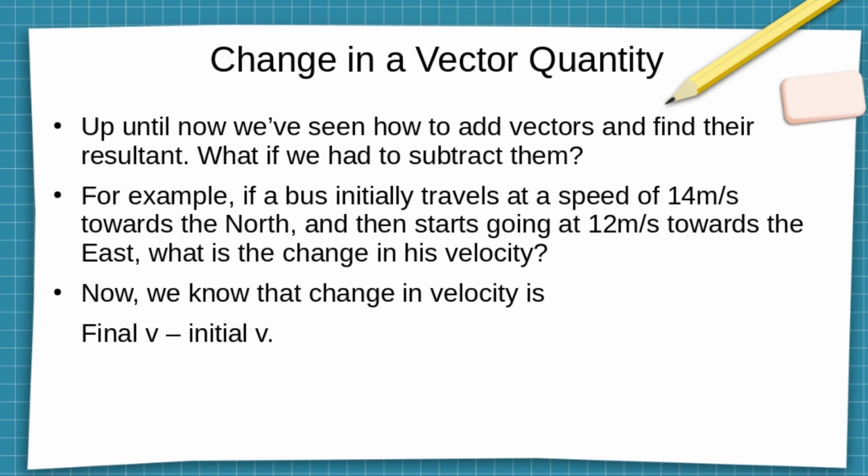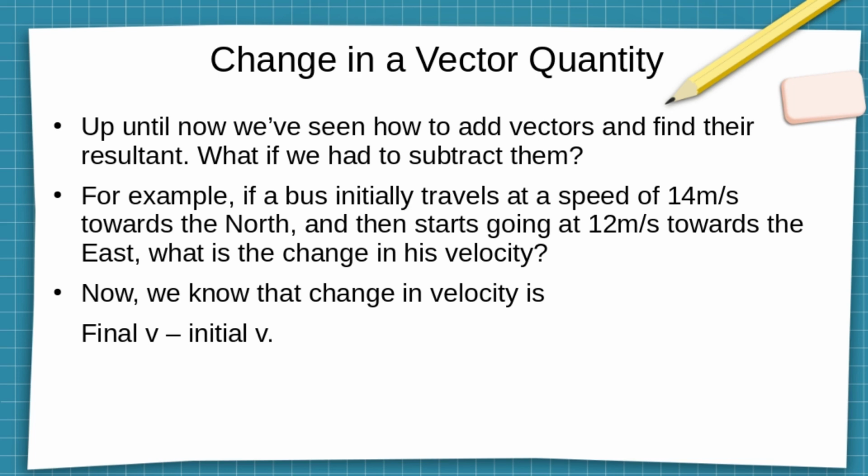Until now, we've been adding vectors in order to find the resultant or the overall net effect of all the individual vectors. Next, let's look at the change in the vector quantity, where we would have to subtract different vectors. So, for example, if you have a bus that's traveling at a speed of 14 meters per second towards the north, and then the driver suddenly moves towards the right and starts moving at a speed of 12 meters per second, what is the change in his velocity? Now, wherever you have the change in the physical quantity, you just do final minus initial. So here would be final velocity minus the initial velocity.